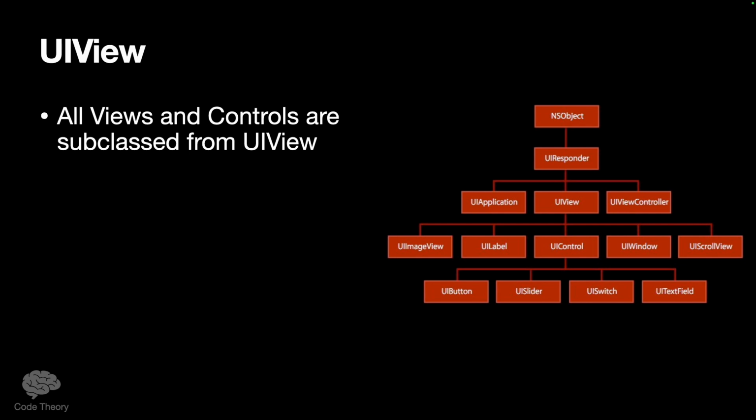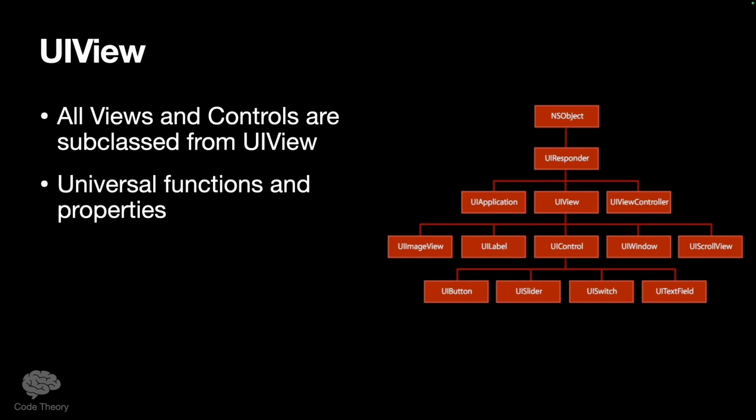We'll talk more about responders in a few slides. Then there's UI application and UI view controller. You can ignore those for now. Then you get this UI view, right? And then after that, you have all these other things: the control, label, image view, button, slider, switch, text field, scroll view. You'll note a bunch of these things actually inherit from UI control, which means that things that the UI control class creates and gives you are available on all of those types as well.